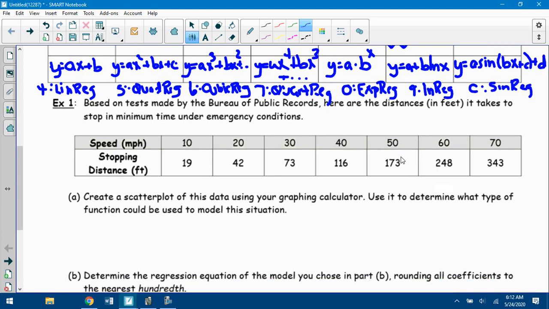All right, so here's how it's going to go. Based on tests made by the Bureau of Public Records, here are distances in feet it takes to stop in minimum time under emergency situations. So this is the speed you're going, this is how long you need in order to stop. Part A, create a scatter plot of this data using your graphing calculator. Use it to determine what type of function could be used to model this situation. All right, so the first thing we've got to do is put speed into L1, stopping distance into L2.